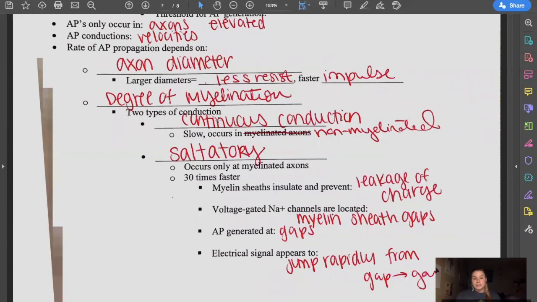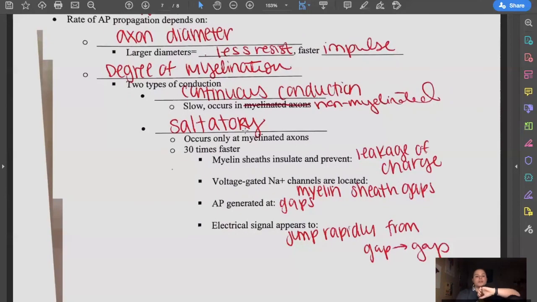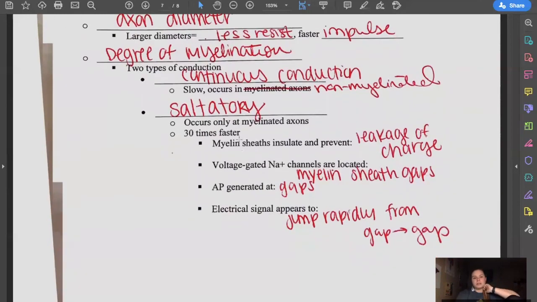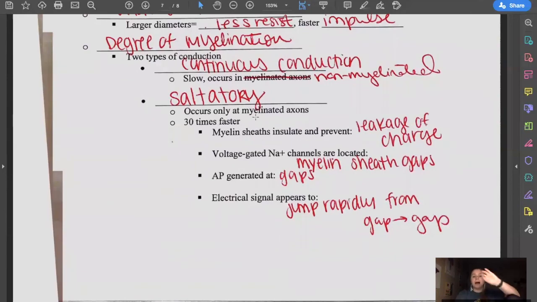So there are two types. There's continuous conduction where it's slow and it occurs in a non-myelinated axon. So we're continuously chilling. We're kind of Priusing it down the road, right? We're not going really fast, but it's happening, right? This occurs on non-myelinated fibers because we don't have the nodes of Ranvier to jump. And then we have saltatory, I don't know if I can say it, right? Which occurs in myelinated axons, and it occurs 30 times faster. It's literally so insanely faster.